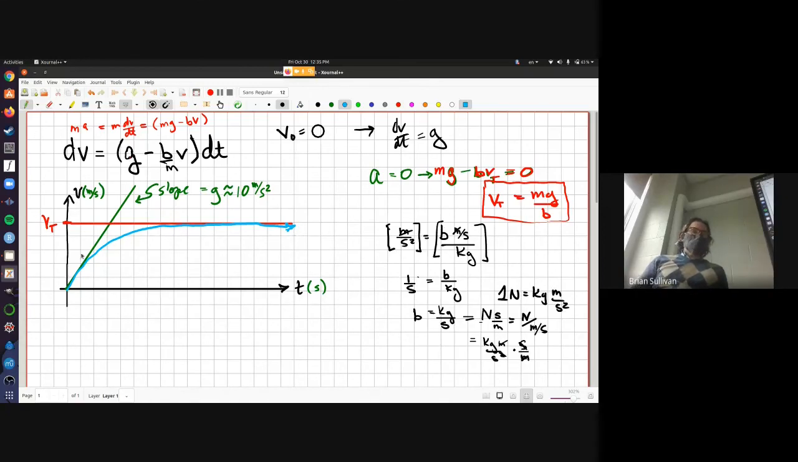So if I took the limit of this function, velocity as a function of time, as time becomes big, as time goes to infinity, the value is V terminal.